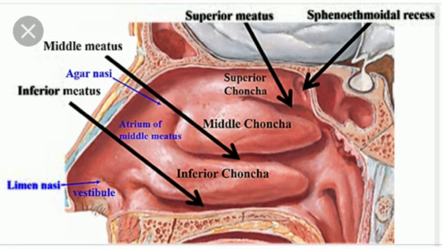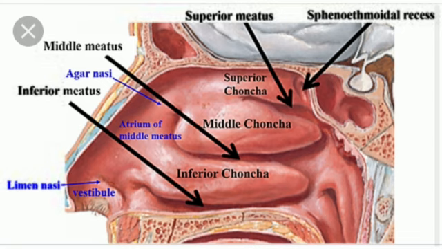The nasal septum divides the cavity. That will come shortly; this is basically the lateral wall. The nasal septum divides the cavity into the right and left halves. The nasal cavity has a roof, a floor, and the lateral and medial walls as well.